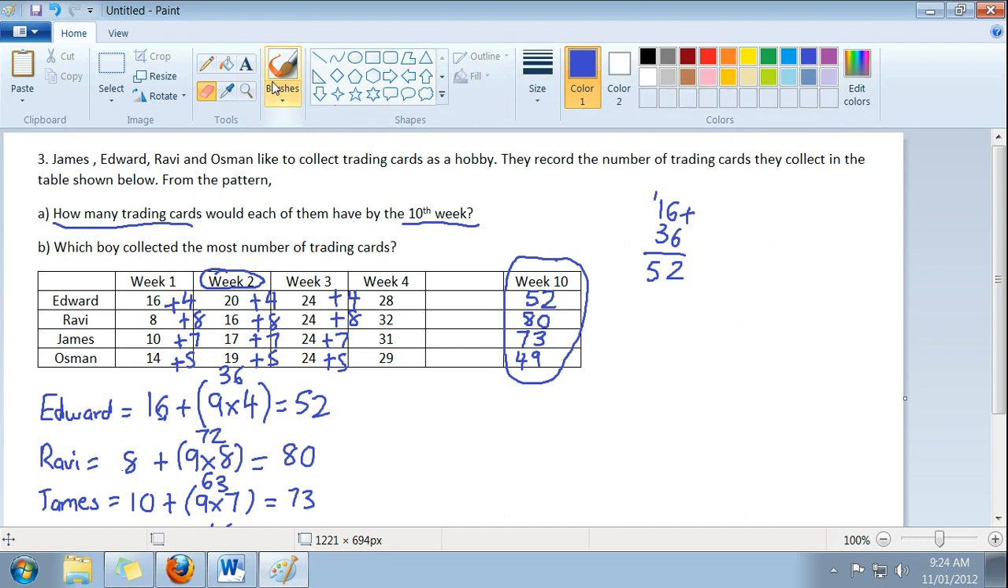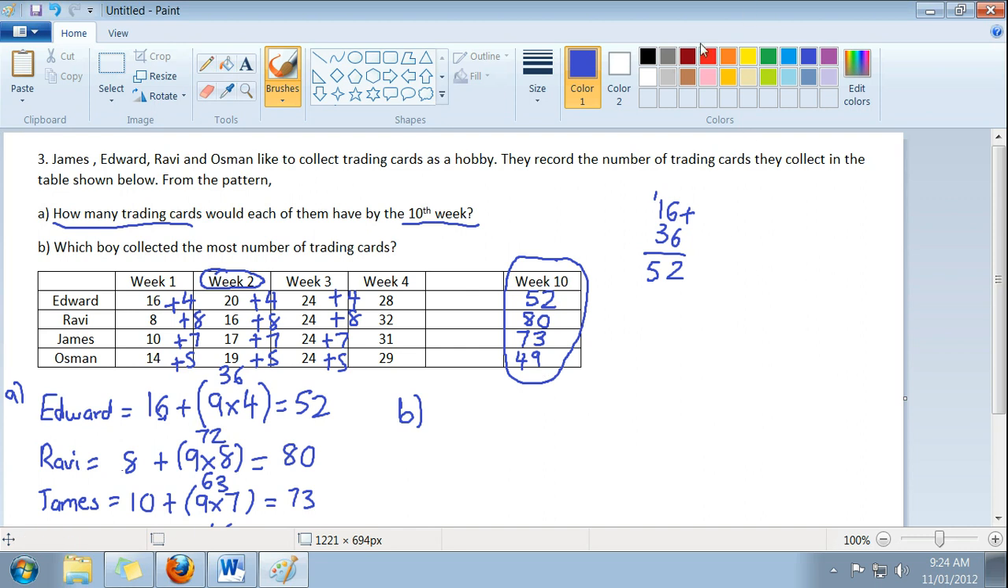Now we've answered the first part of the question, but the question is broken up into 2 parts. Okay, so let's write this as A. Okay, let's write B here. Which boy collected the most number of trading cards? So if we look at week 10, because it stops at week 10, right? All we have to do is look at the numbers and see which number is bigger.